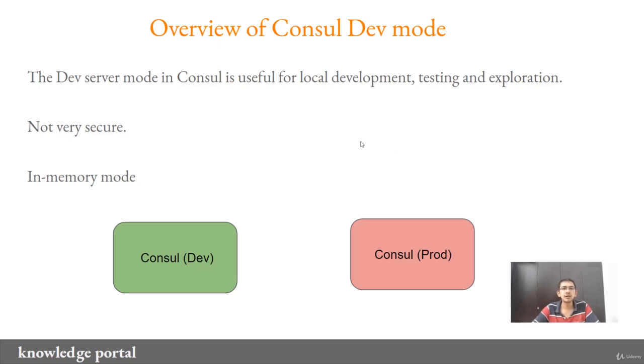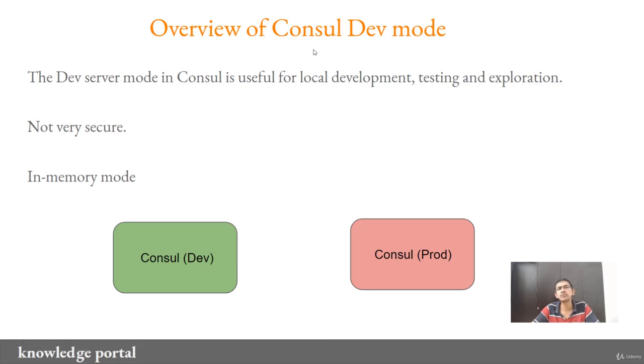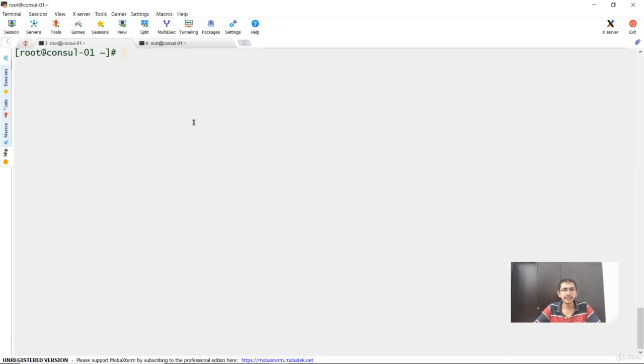So let's do one thing. In the initial set of videos, we'll be making use of Consul within the dev mode, and once you're comfortable with the basics, then we'll also be using Consul in prod mode. Again, it's not really called prod mode, but just for our reference, we are using dev and prod mode here.